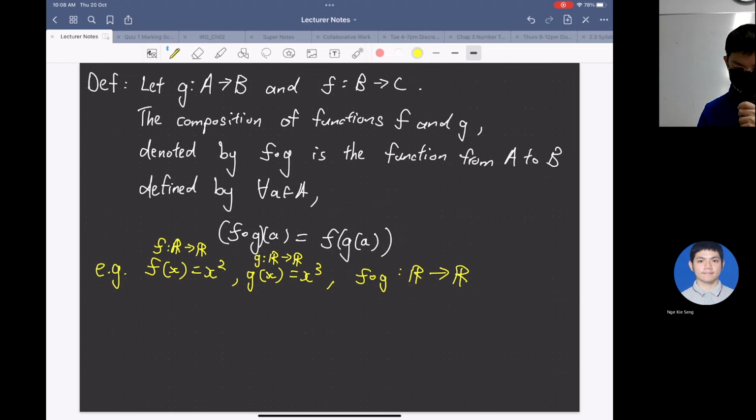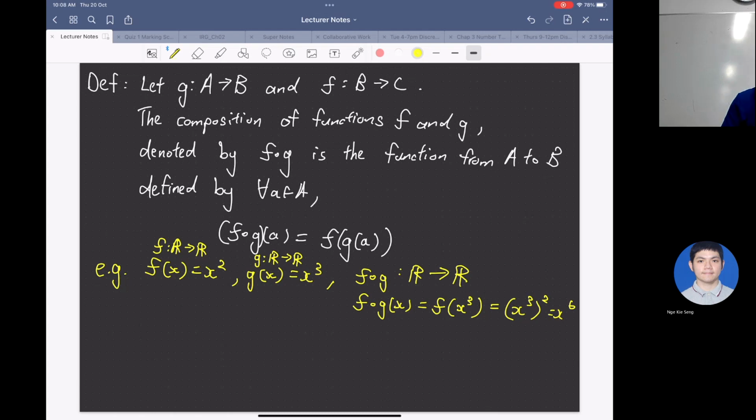So what is this? fg(x) is equal to f of x cubed, which is equal to (x cubed) squared, x to the power 6. Okay. So you can see that just now we introduced the sum, the multiplication, and now the composition. They are different, right? So they give different things.